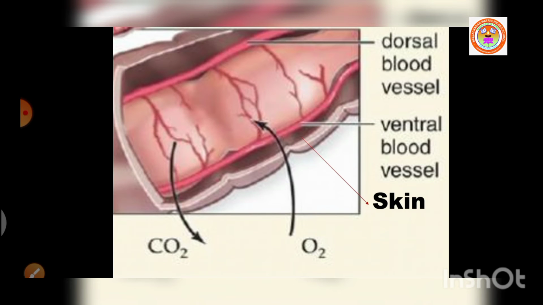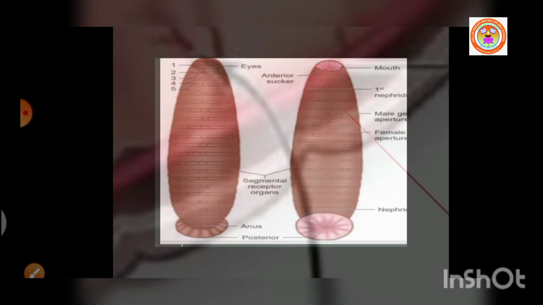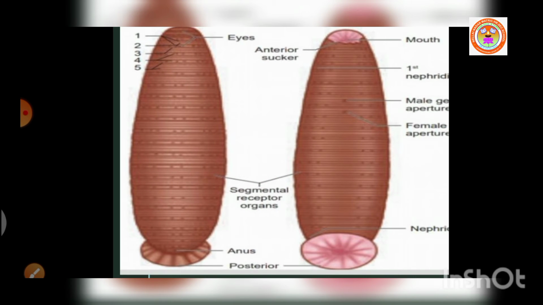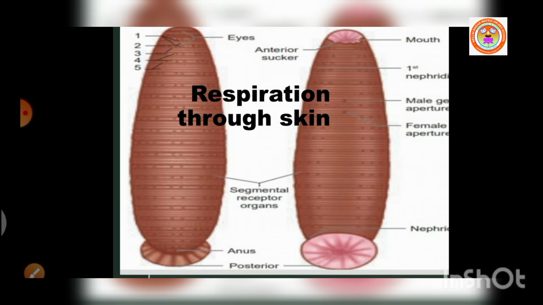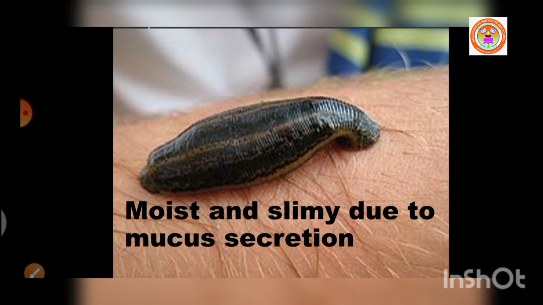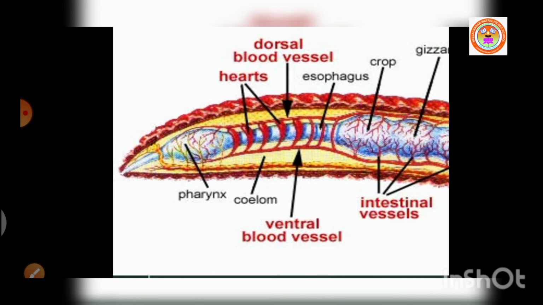Oxygen dissolved in water diffuses through the skin into the hemocoelic fluid while the carbon dioxide diffuses out. The skin is kept moist and slimy due to secretion of mucus, which also prevents it from drying. The next system is the circulatory system.